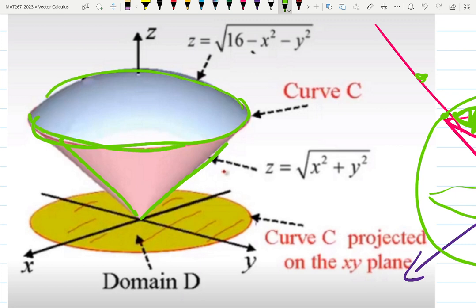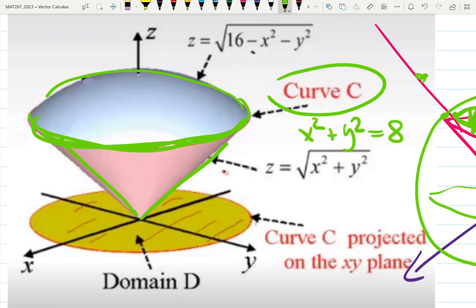So the biggest circle we're going to have will be this curve C. And the curve C we just found is x squared plus y squared equals 8. Do you agree? Why do we need it? That will go into the double integral area. What is this domain we're talking about? Domain is the shadow on the xy plane. Projection. I call it shadow, but the professional way to call it is projection.